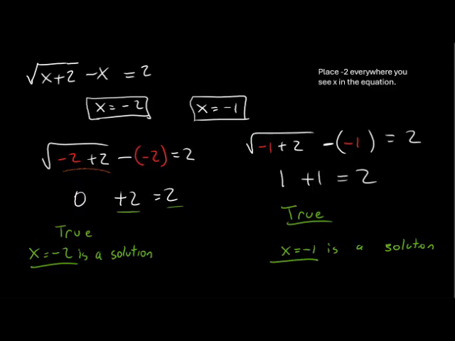If you try plugging in a number and it gives you a false statement, that means that solution is not a true solution, and it will not count as an answer to this question. However, we verified x equals negative 2 and x equals negative 1 are both true solutions to this radical equation.